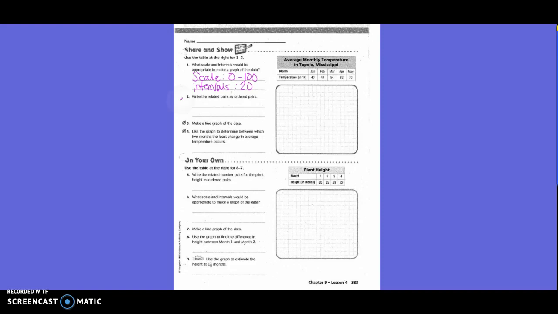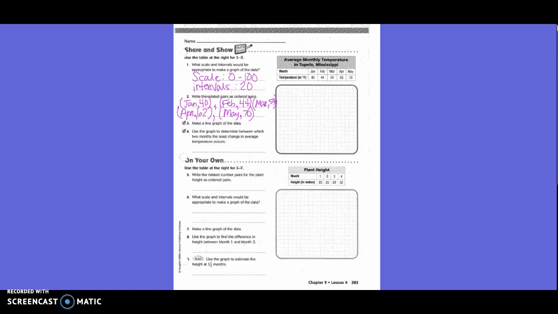Write the related pairs as ordered pairs. So we would do what first, guys? January and what would go with January? 40. So January, 40. Then February, what? 44. Then March, what's March? 54. What's my next one? April, 62. And then my last one would be 70.